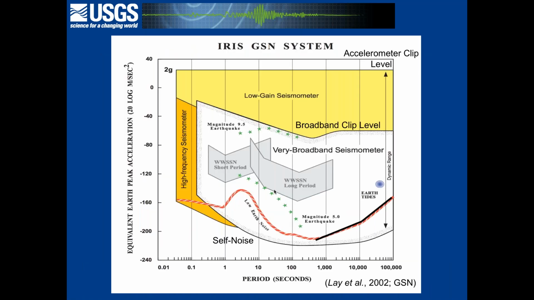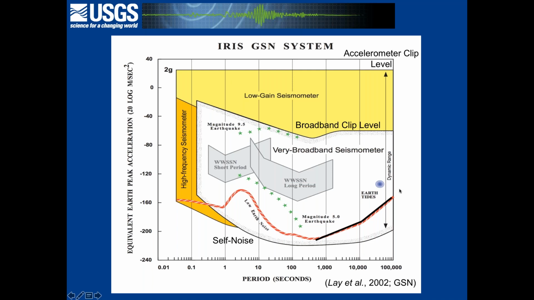So I want to discuss this figure a little bit, which is a background figure showing what we'd like the global seismic network to look like in terms of operating range. I have ground acceleration on the y-axis here on a logarithmic scale, and period in seconds also on a logarithmic scale on the x-axis.